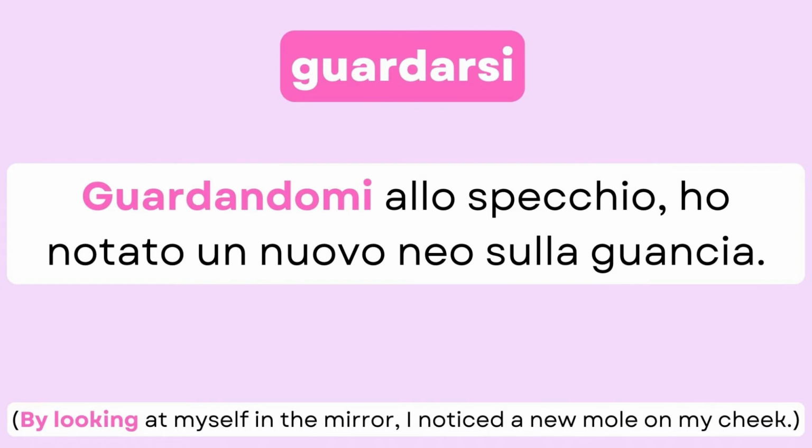So if the verb is, for example, an infinitive, a gerund, a past participle, or an imperative, as I said. Let's see an example with the gerund mood. Guardandomi allo specchio, ho notato un nuovo neo sulla guancia. By looking at myself in the mirror, I noticed a new mole on my cheek. So you see, the verb is guardarsi, meaning guardare se stesso. And as the subject is io, the reflexive pronoun becomes mi. And as we are using the gerund mood, we place the reflexive pronoun right after the verb.